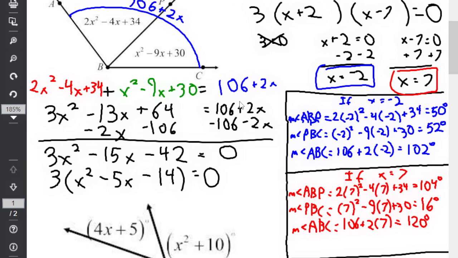Not only that, but you can see the initial equation I set up, the geometry idea, also working here. We have 50 and 52 adding to 102, the pieces adding to be the whole thing. We have 104 and 16 adding to be 120. Pieces adding to be the whole thing.